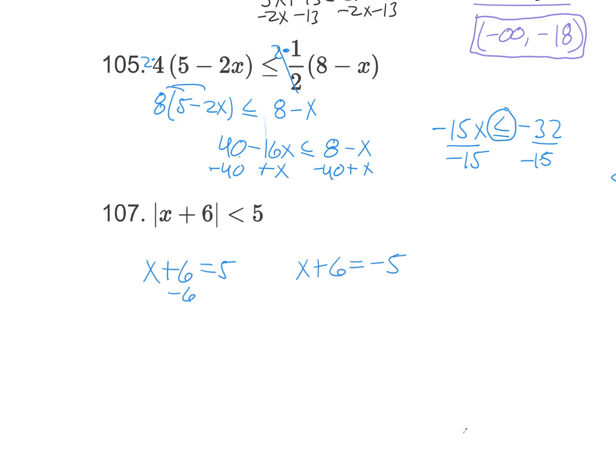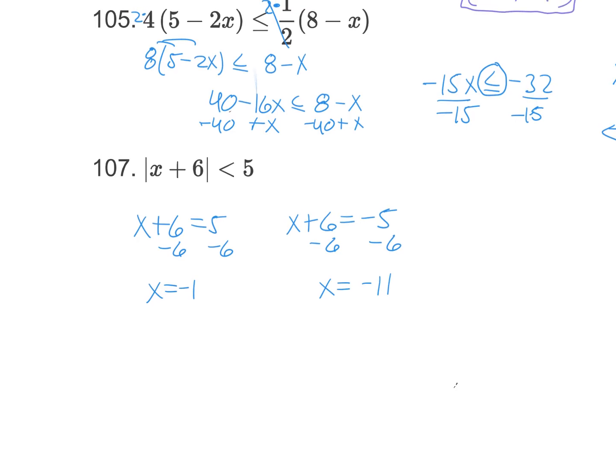So I'm going to subtract 6 on both sides. I get x equals negative 1. Subtract 6 on both sides over here, and I get x equals negative 11. Then I'm going to draw a little number line. I'm going to have a negative 11 over here and a negative 1 right here. And I'm going to test a number. The easiest one to pick is 0, so I'm going to pick 0.